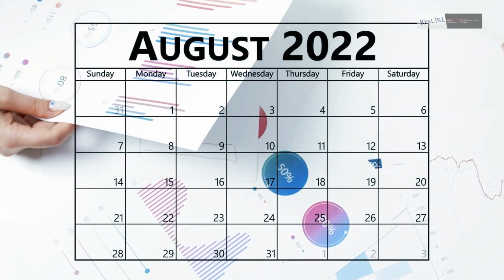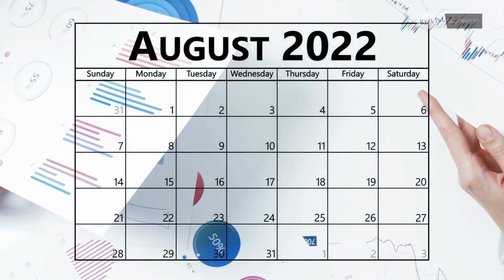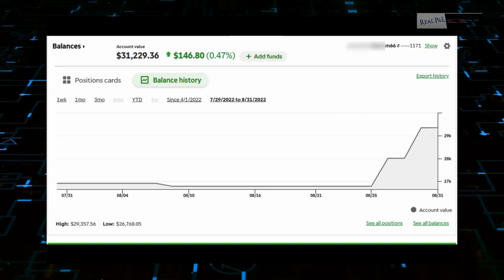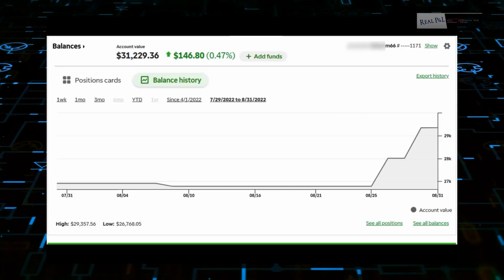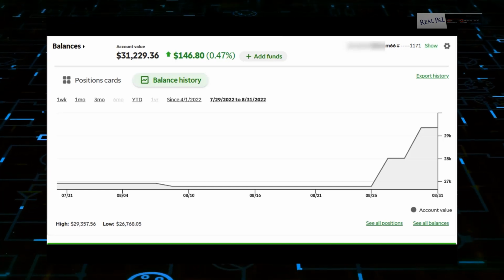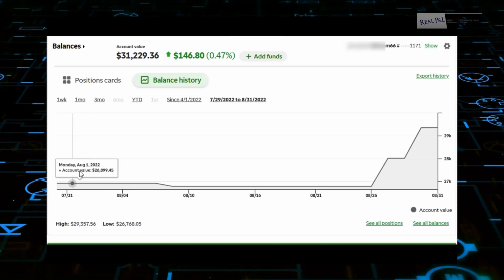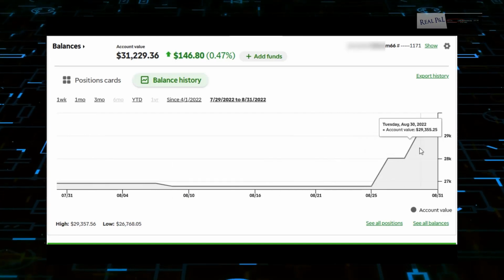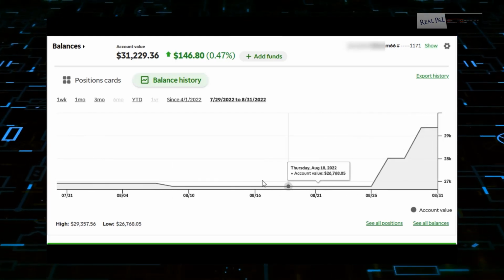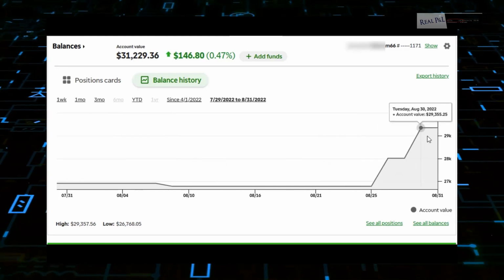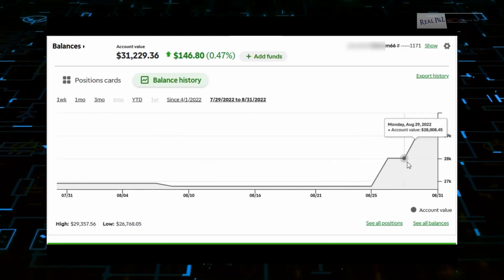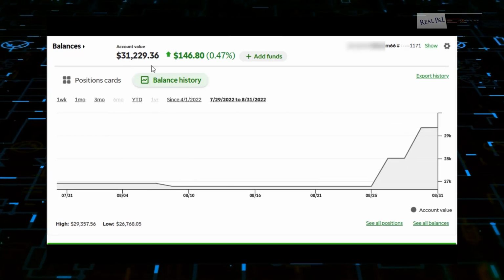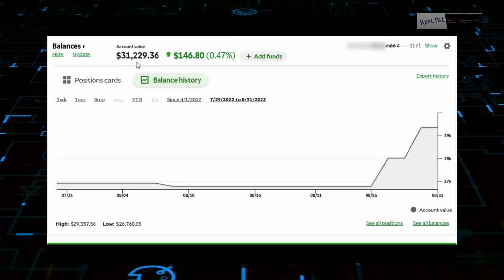Now here are the results for my Premier Level 5 portfolio for August 2022. Okay, here's the account for the Premier Level 5 for August 2022. And you can see again, there's something wrong with the way that Thinkorswim reports the results, so you can't really see the volatility. You're just going to have to take my word for it, unfortunately, on the volatility. But you can see that the account's worth $31,229. So that's a solid number.